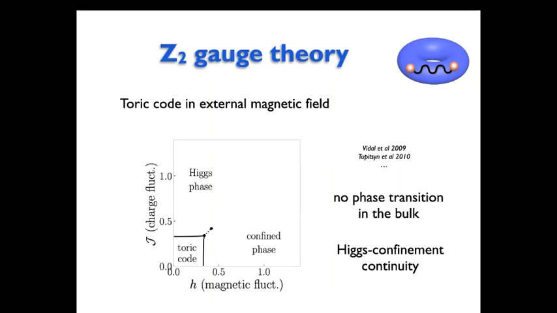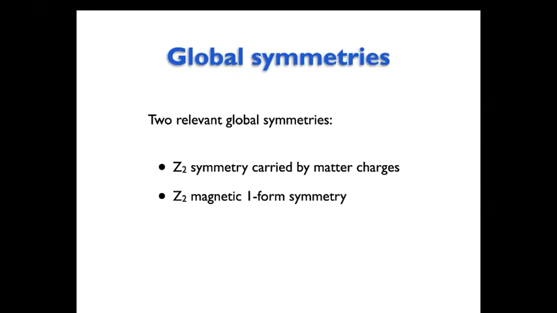All right, so let me start with our stuff. I will tell you in the end what our perspective is. In order to move forward, we need to understand global symmetry. In our story, there are two global symmetries whose interplay is very important. One of them is the symmetry carried by matter, kind of Ising symmetry. And another one is a Z2 so-called one-form magnetic symmetry, which is also present in a specific region.